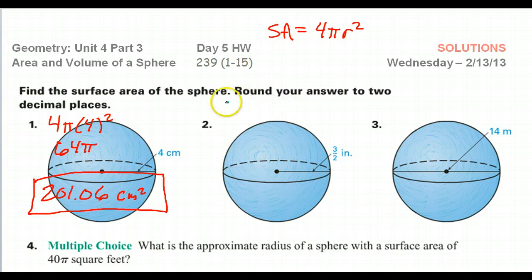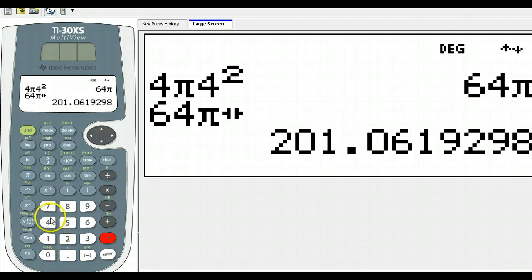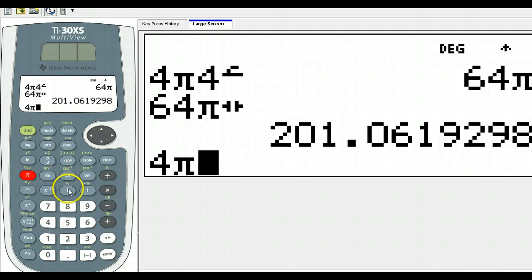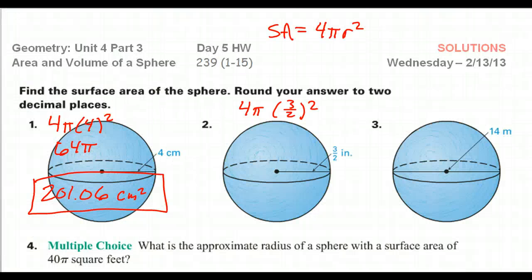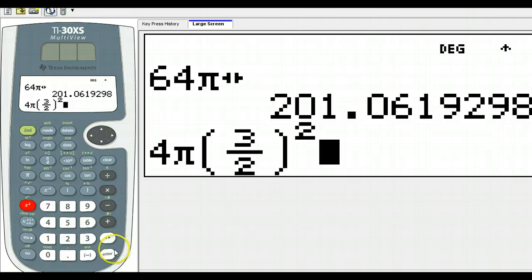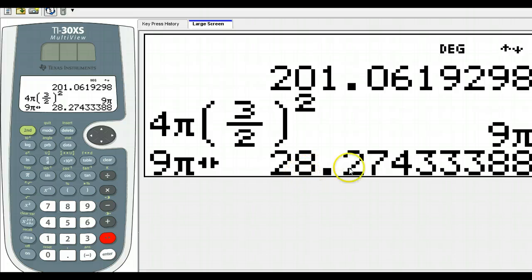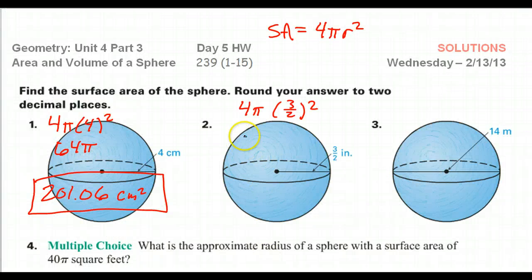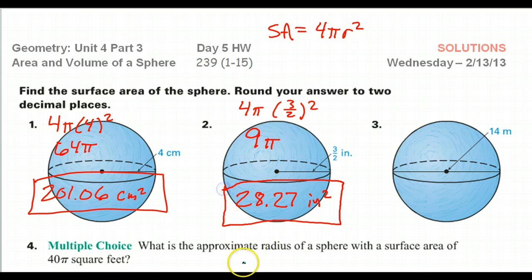All right, same thing with number 2. We will do 4 pi times the radius squared. There's my radius. So that's going to be 4 pi times, and what was it? 3 over 2. That's what I thought. All right, 4 pi times the radius squared. That's 9 pi, which is 28.27 square inches. So that's number 2.